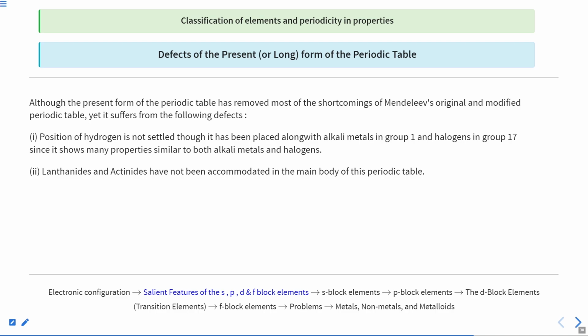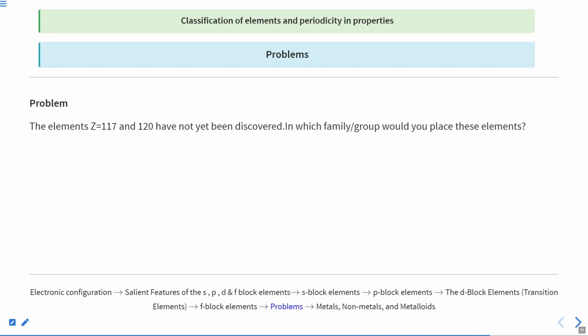Lanthanoids and actinoids have not been accommodated in the main body, so they are placed in a separate panel on the downside.